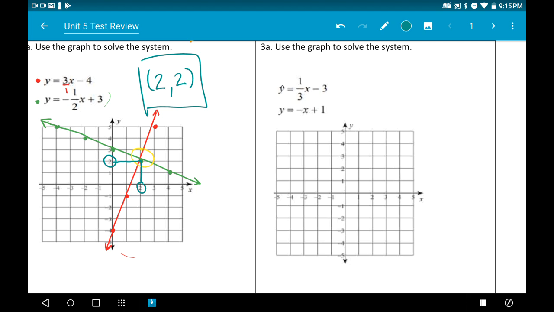Now 3a is going to be the same thing. So for this one, my intercept is a negative 3, so that's where I'm going to start. And my slope is 1 over 3, so up 1, right 3. Or down 1, left 3. Then just connect it with the line.